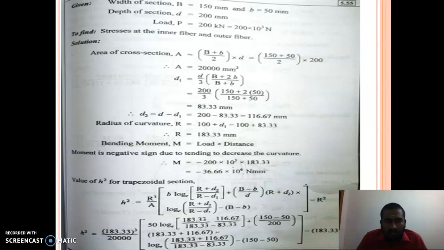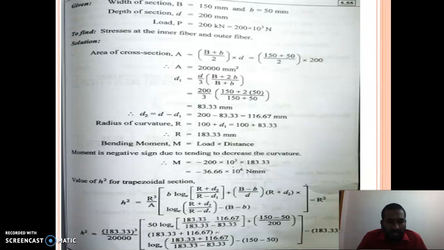Now for the radius of curvature you have to be careful here. The radius of curvature is not 100 mm. You have to add the distance D1 to the 100 mm to get the radius of curvature. It is 183.33 mm. So the bending moment is load into distance. As I told, the load is applied in such a manner that it is going to pull the farther ends apart. So it's minus 200 into 10 power 3, into the radius of curvature 183.33. So the total moment is coming as minus 36.66 into 10 power 6 Newton mm.